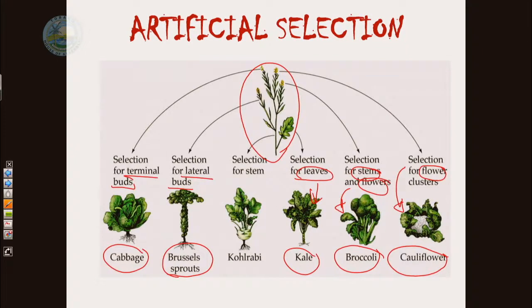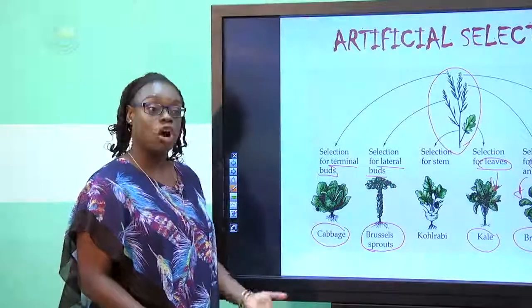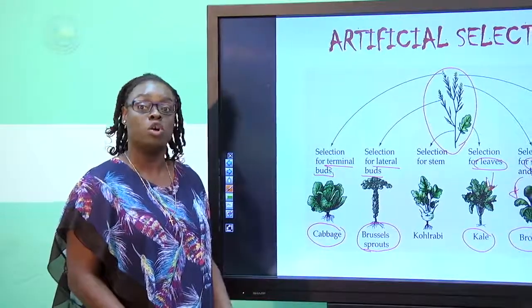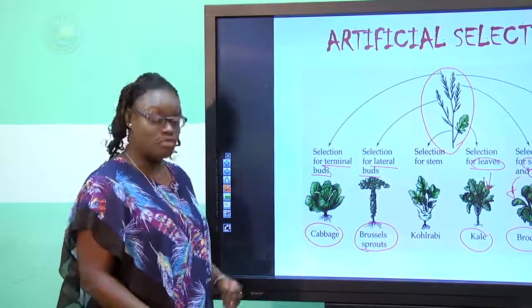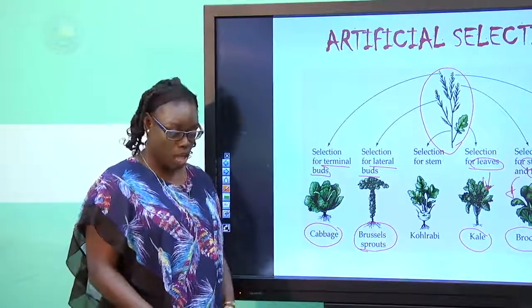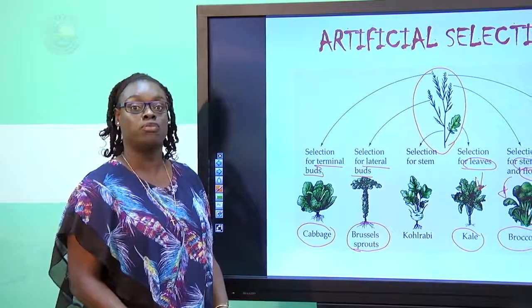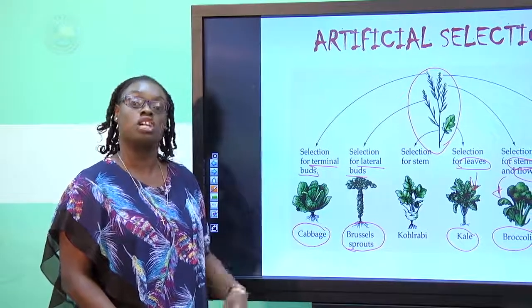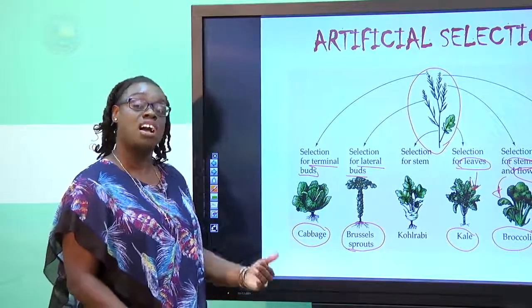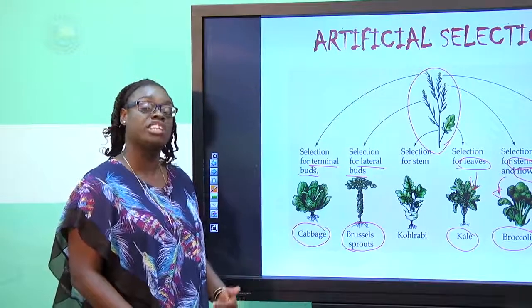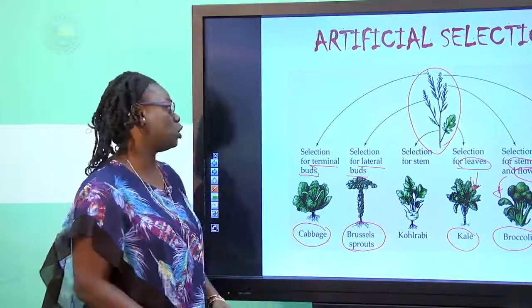Other examples of artificial selection are racehorses, which are selected for speed. Cows are selected for premium milk or even for their meat. We have rabbits selected for fur. And we have roses, for example, for a particular scent or a particular color. So we have been artificially selecting different parts of plants for a very long time now.